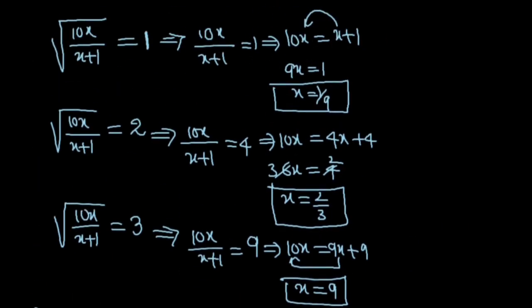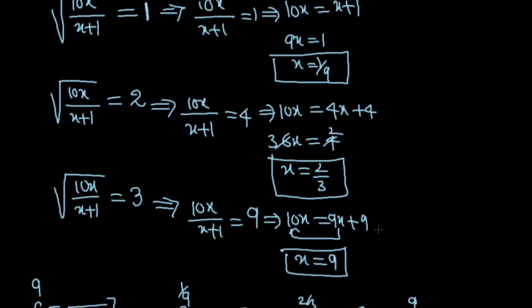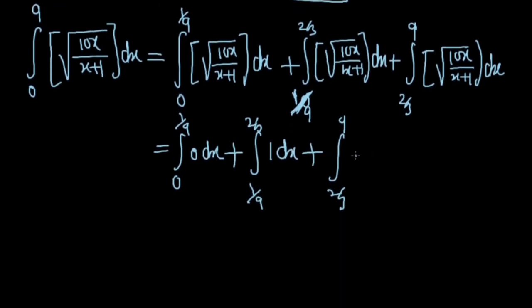So here, input 2 by 3 to 9. Here at 2 by 3 the corresponding output is 2. Here the output is 3. So for 2 to 3, if I do the greatest integer function, I'll get 2 as the answer. Okay, so I'm writing here 2 dx. Now we have to integrate.